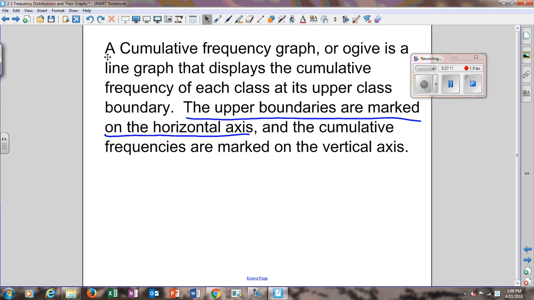Cumulative frequency histogram, or it's called an ogive, not no give, for the record, is a line graph that displays the cumulative frequency of each class at its upper class boundary. Upper boundaries are marked on the horizontal axis, so we're going to start with the upper class boundary. And cumulative frequencies are marked on the vertical axis.